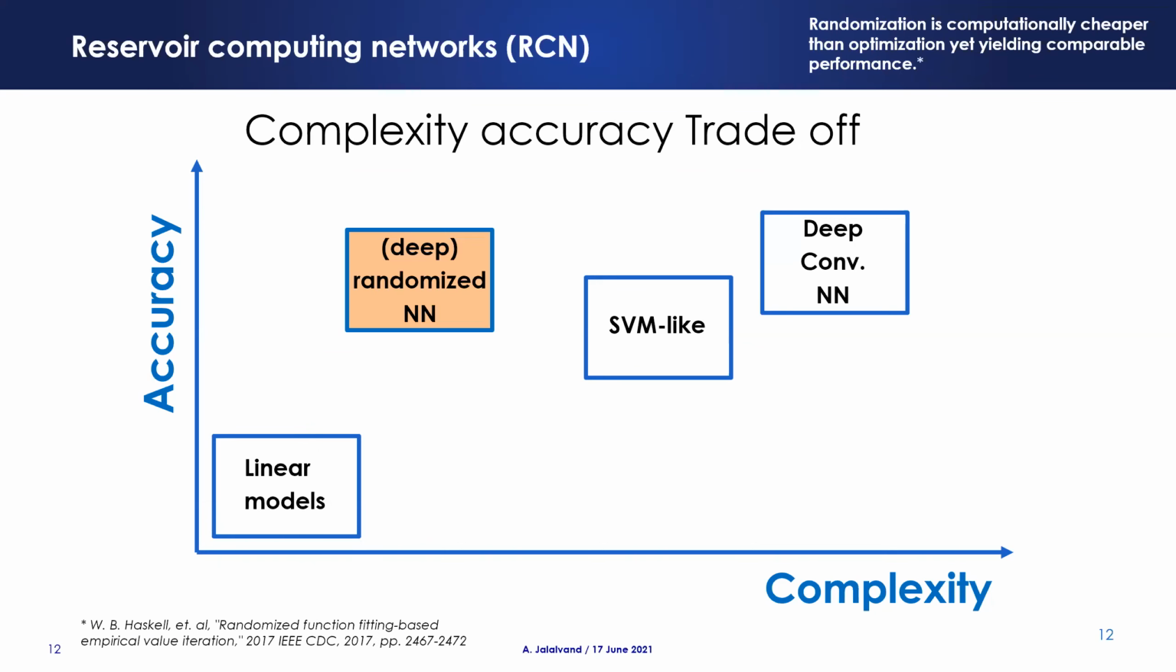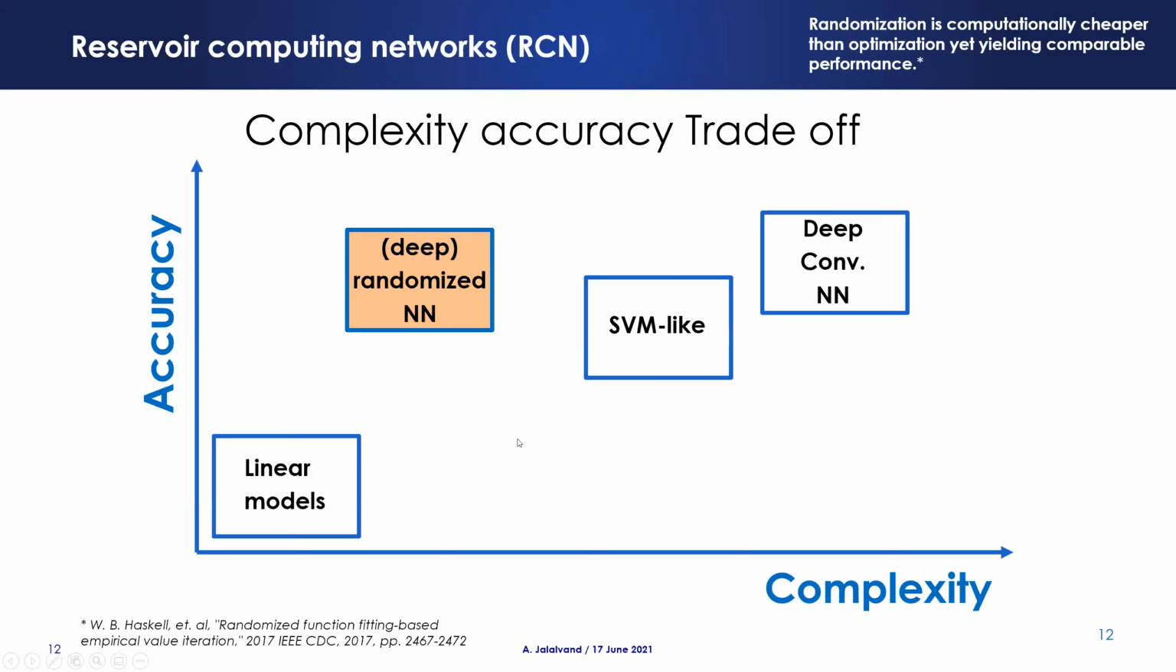To give you an idea about the efficiency of these randomized neural networks, I think this plot could help. This is actually a quote from a Haskell paper that says randomization is computationally cheaper than optimization, but it's still getting comparable performance to the optimized model. So that means it would make sense to try a lot of random models, bigger random models, rather than optimizing a small model.